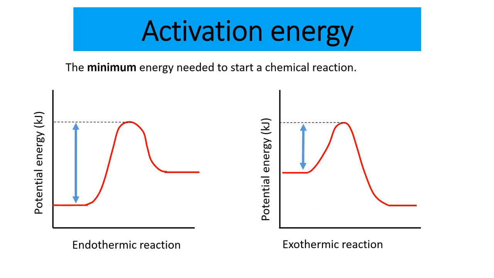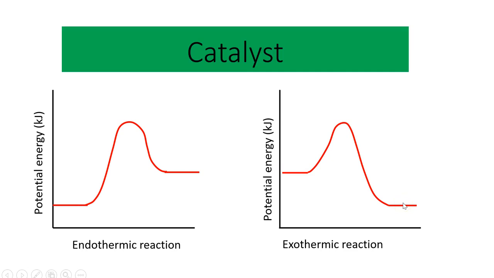Okay, we've discussed activation energy. I've shown you in the previous graph what this is about. You need to know the definition. It's the minimum energy needed to start a chemical reaction. And here I've shown you this is the activation energy for an endothermic reaction. Endothermic because my initial energy is less than my final energy, so energy is taken up. And this is my activation energy for my endothermic reaction.